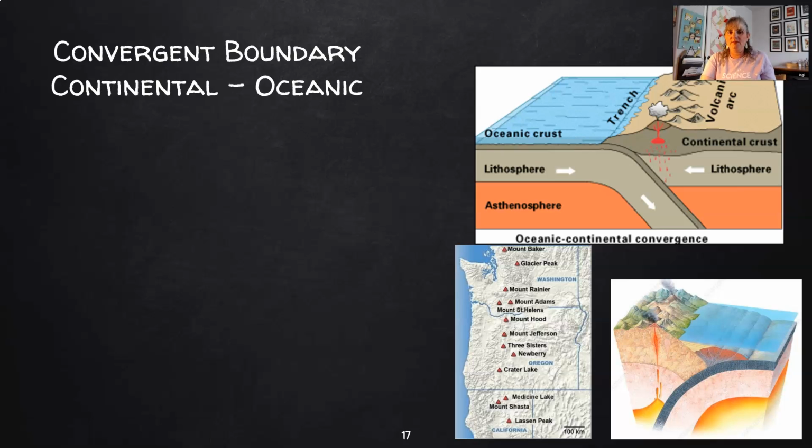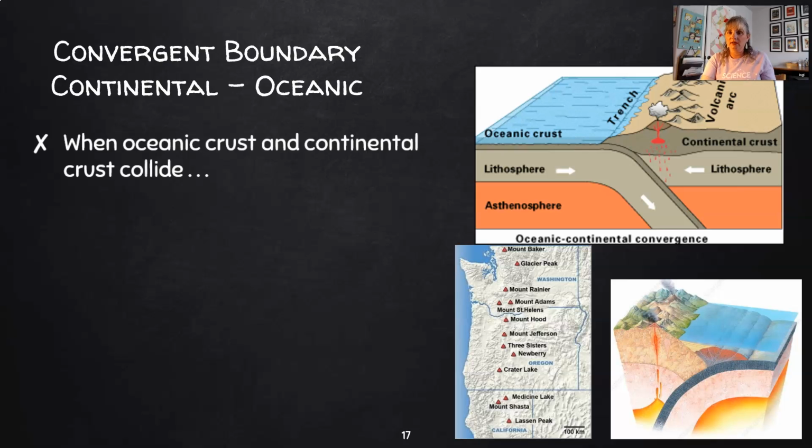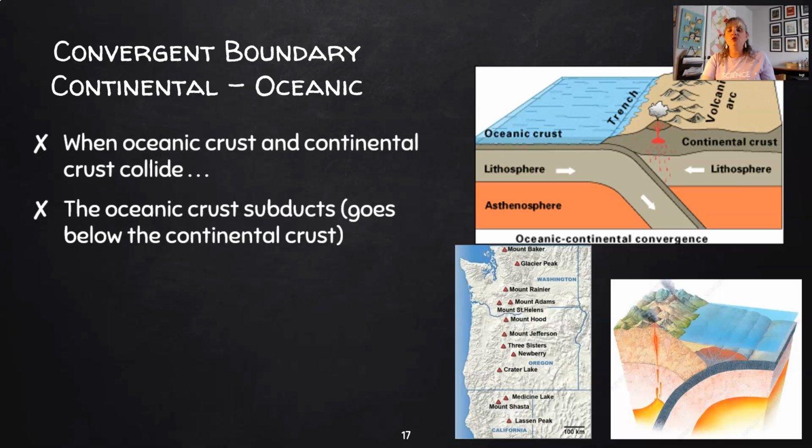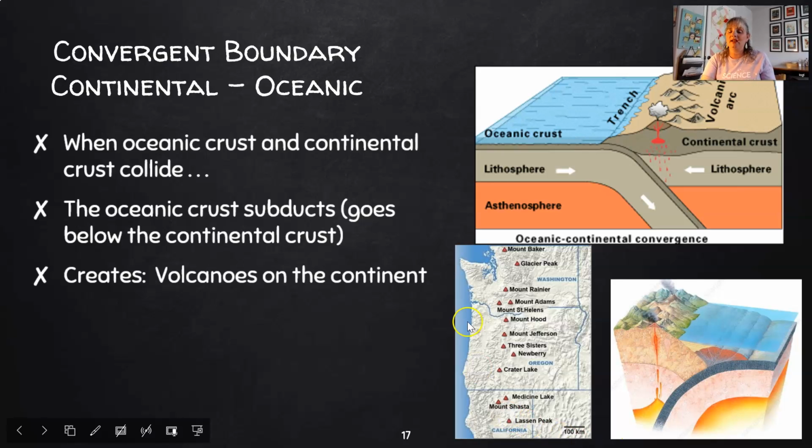The final boundary that we can have is a continental and an oceanic plate coming up against each other, converging, hitting each other. And when that happens, the oceanic plate goes underneath or subducts underneath the continental crust. And that happens because of density. The oceanic plate is more dense, and so it goes underneath. This creates volcanoes on the continent.